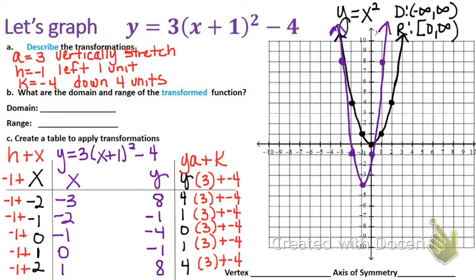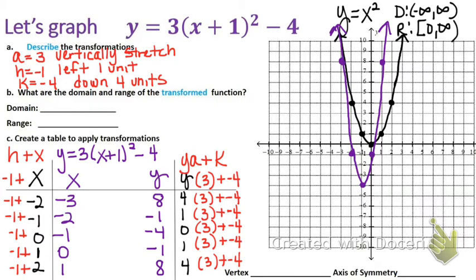+8. And when we look at the purple parabola, we can see the 3 transformations that we described in the beginning. It is definitely narrower or vertically stretched. It definitely moved left 1, and it also dropped down 4.